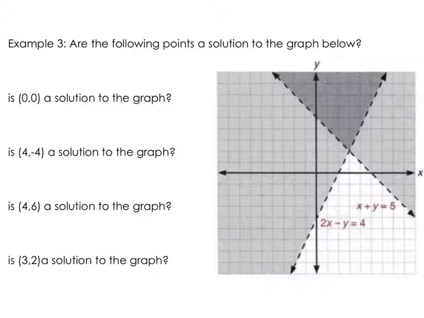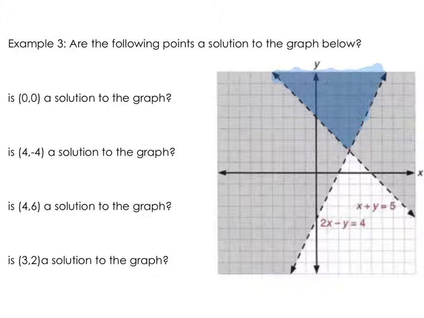All right, example 3, it says, are the following points a solution to the graph below? So we're going to look at both of these graphs, and you can see that part of this graph is a darker shaded region. That is where our solutions to this system would lie, is where those two shadings overlapped. So I'm looking for those points to fall in that shaded overlapped area. Okay, so let's look at our points.